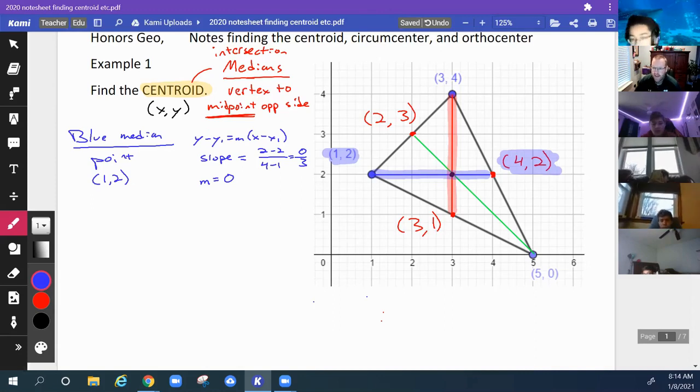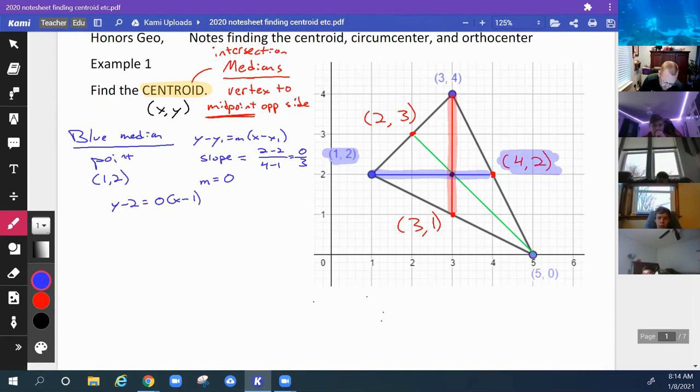So the slope is going to be 0. So basically, I have everything. Okay? I chose to find the equation of the blue median. I know the point that it goes through, and I calculated the slope. So what we're going to do is just write out that equation. So that equation is y minus 2 equals 0 times x minus 1. So it's going to be y equals 2. That is the equation of the blue median.